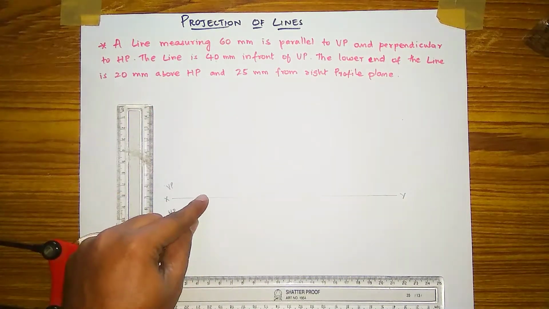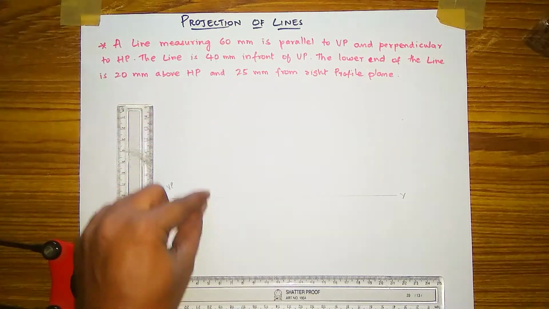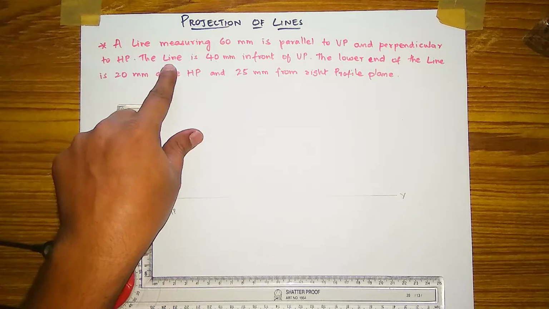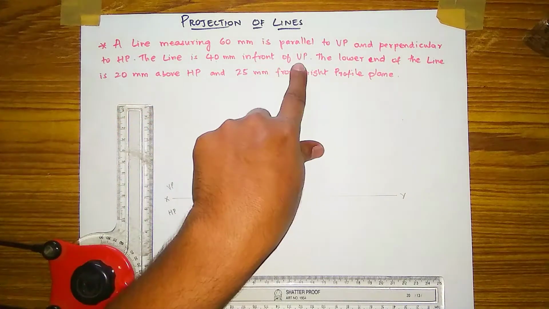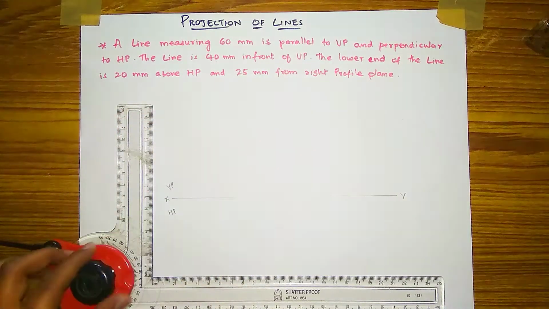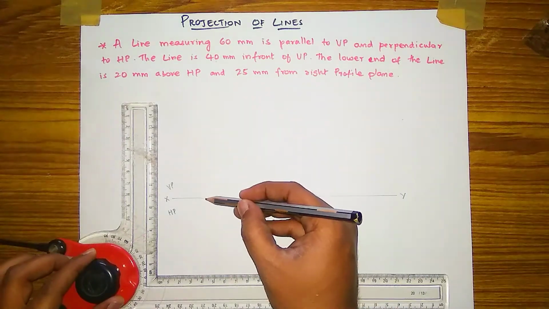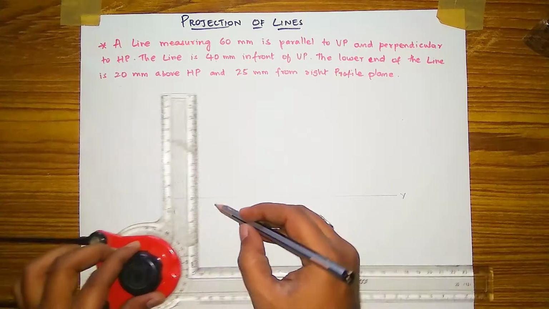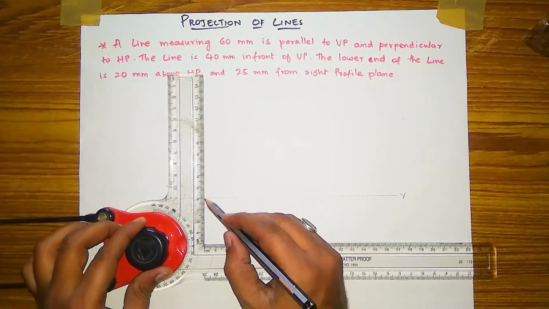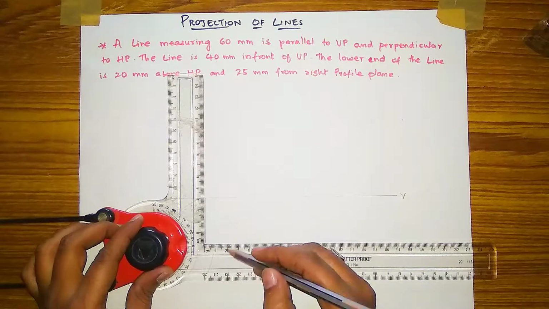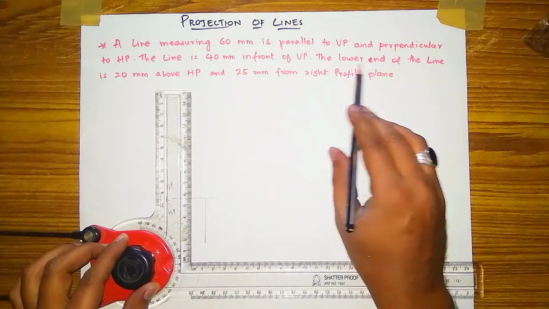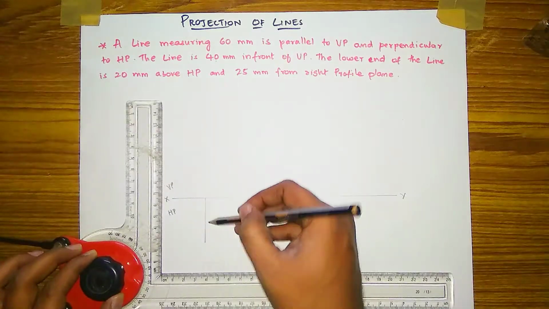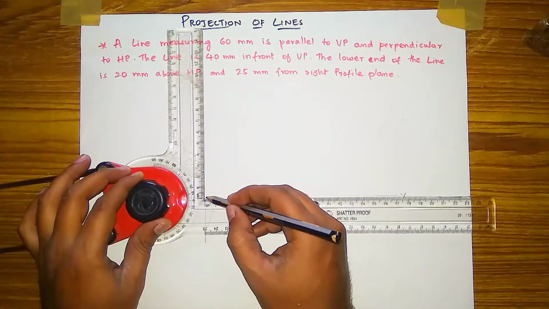You have to see how much your 60 mm line is up and how much down. First, the line is 40 mm in front of VP, and in front of VP means you have to draw on HP a 40 mm distance like this. First you take the distance, then the lower end of the line is 20 mm above HP, means above HP you have to take 20 mm like this.